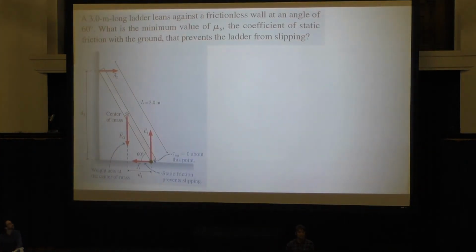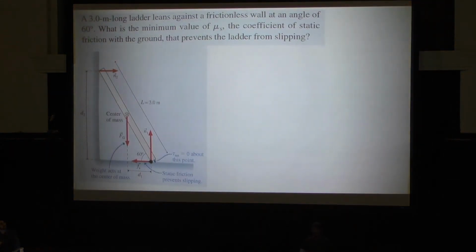What is the minimum value of mu sub s, the coefficient of static friction with the ground, that prevents the ladder from slipping? So you have a frictionless vertical wall, but you have a friction-y horizontal floor. And you're asked how much friction does it need so that the whole thing doesn't slip out? You can imagine what it wants to do.